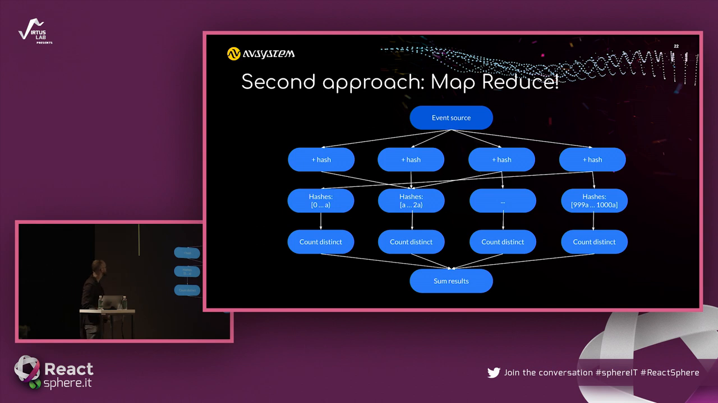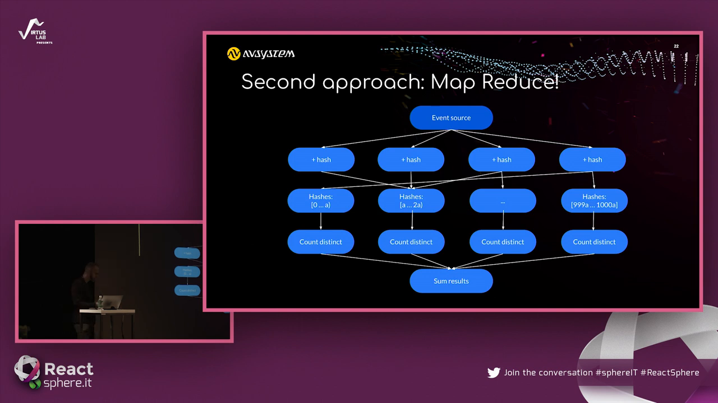Yeah, MapReduce. So we have 1,000 working nodes. We compute a hash for each user ID. We spread users with hashes across nodes such that sets of hashes in nodes are disjunctive. Here, we count distinct users in each node, and finally some result. We can just add the results because we ensure that sets of users in these nodes are disjunctive.